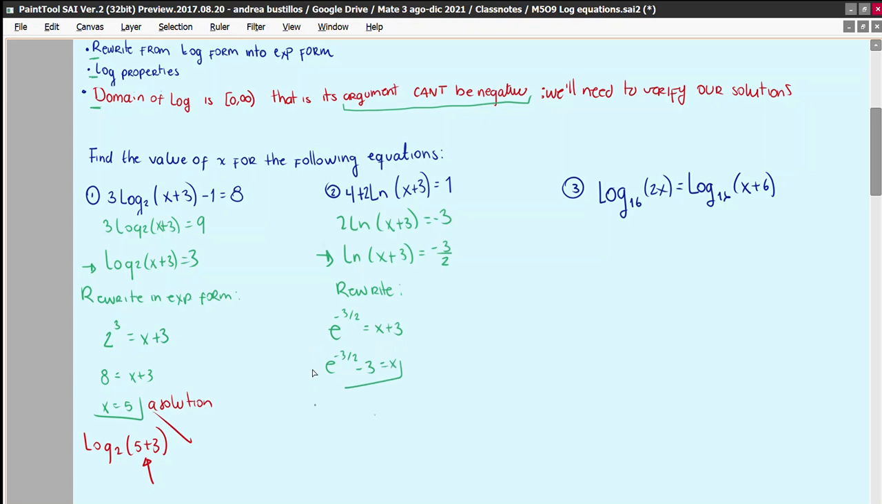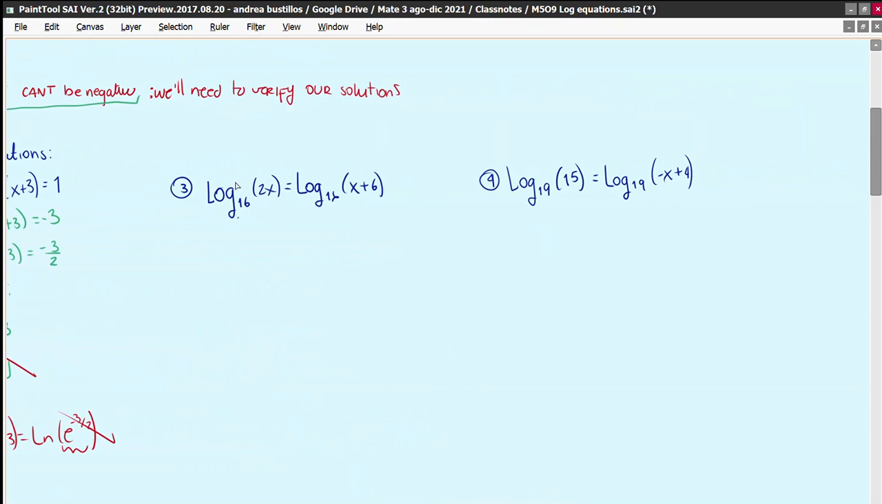Now remember, we have to verify our solution. To do that, I'm going to plug the solution into the logarithm. That is a natural logarithm, and this is e to the power of minus 3 halves, minus 3, plus 3. This is ln of e to the power of minus 3 halves. And remember that any exponential is a positive value, meaning that this argument is positive and thus our solution is indeed a solution.